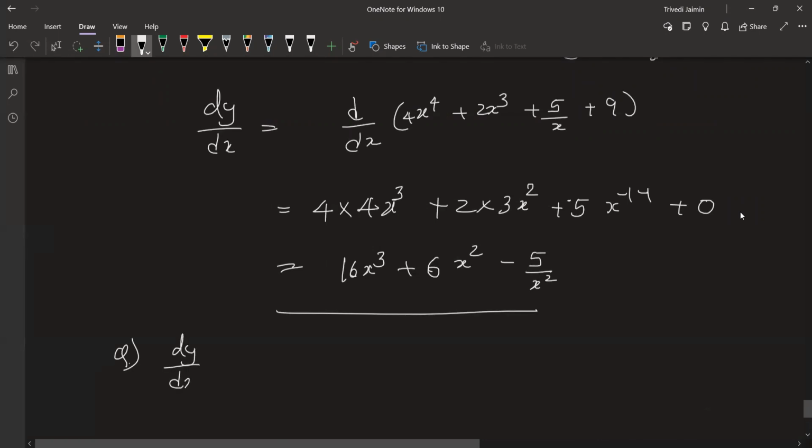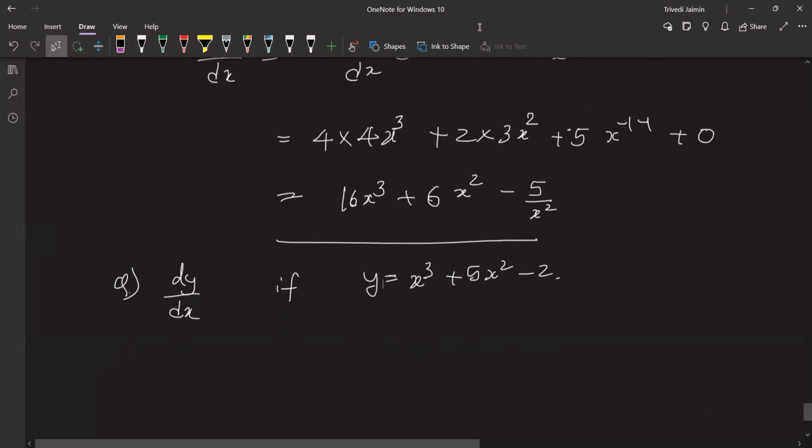Find dy by dx if y equals x to the power cube plus 5x square minus 2. Okay. Now I want everyone to solve without pen and paper. Give me the answer orally. Sir, is it 2x squared plus 10x? Sir, can I say it? 3x squared plus 10x. Sorry, sir, 3x squared, 10x. Okay. Any other option?